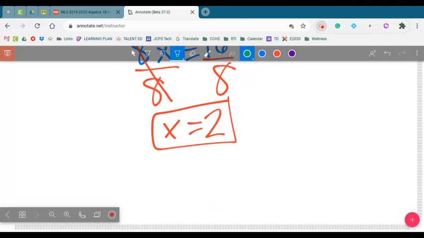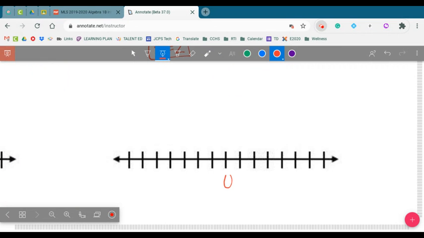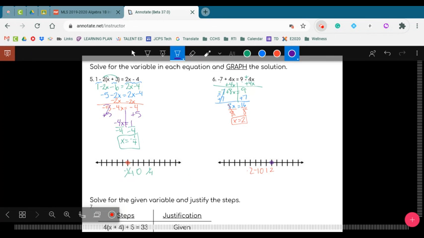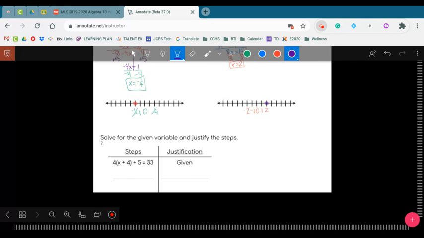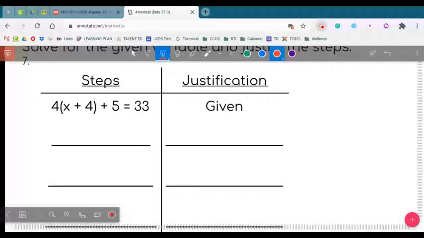On the number line, where's the number line? There it is. 0, 1, 2, negative 1, negative 2. And again, this is just going to be a solid dot on a positive 2. And that is all it is. Okay, let me know if you guys have any questions over those two. Those ones we just added in the graphing, but it's still the same steps as it was on the first page. Okay, next step, we're going to just do justification, which we've done before.